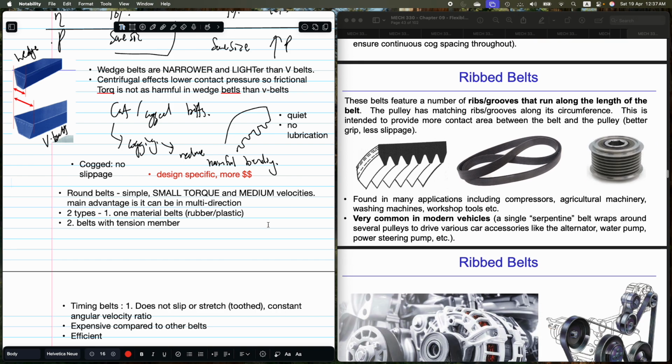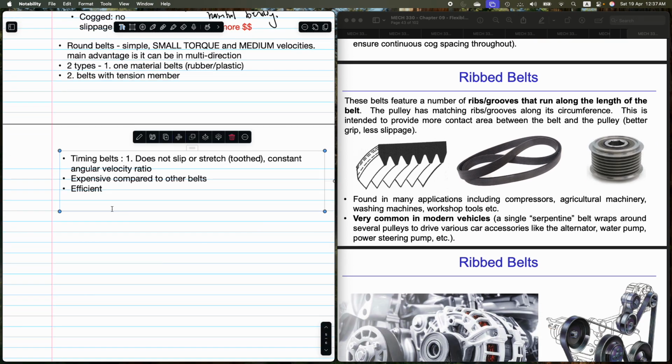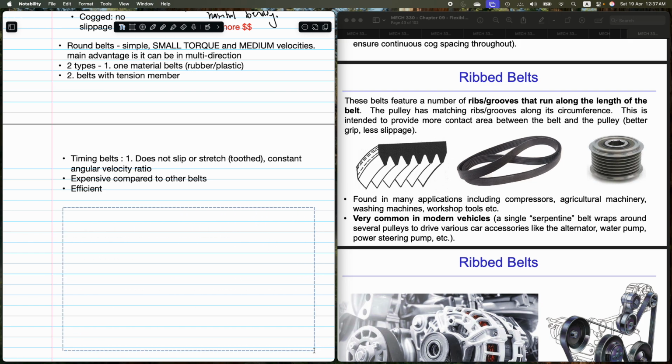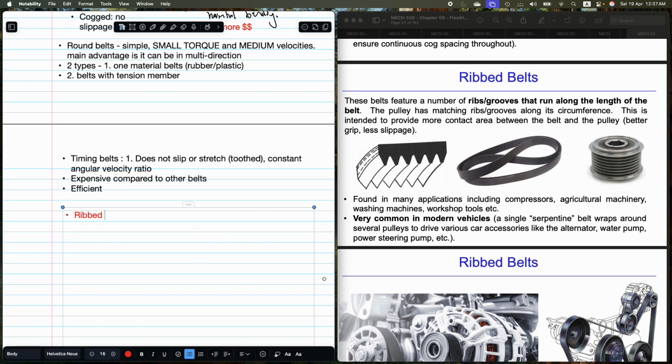So we're at the rib belts now. So let's go down. Let's add another one. So we have rib belts. Alright, so we're just going to say they have a number of grooves that run the length of the belt.